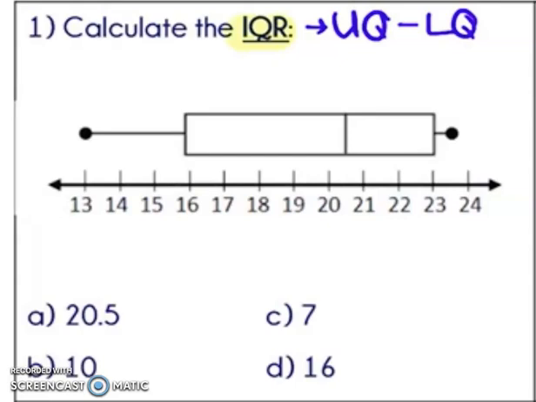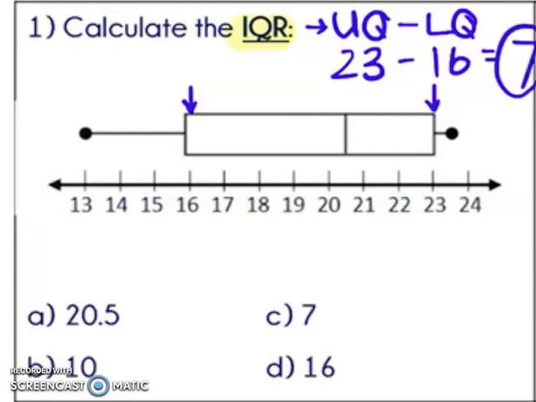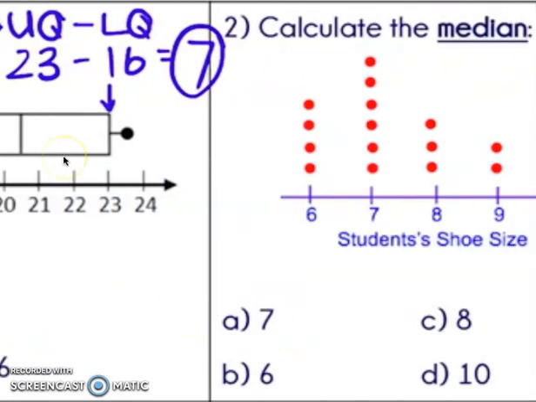Okay, so if we look at this box plot, we know on a box plot that our quartiles are the ends of the box. Okay, so in this one, the upper quartile is 23 and the lower quartile is 16. If we subtract those, we get an interquartile range of 7. So our IQR is 7. All right, so let's look at number 2.